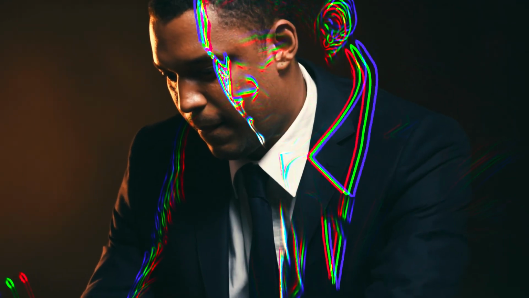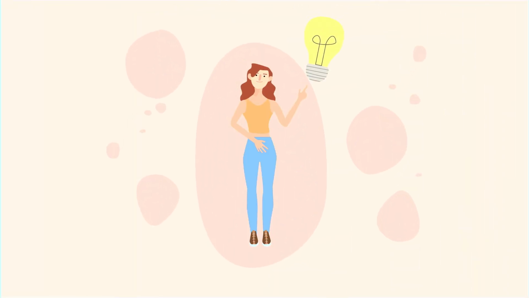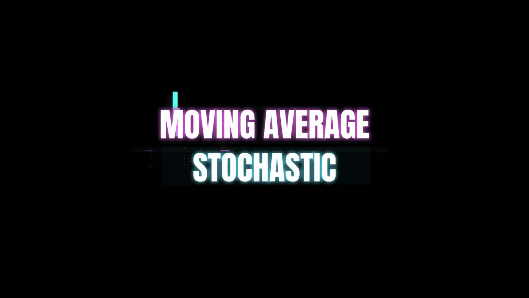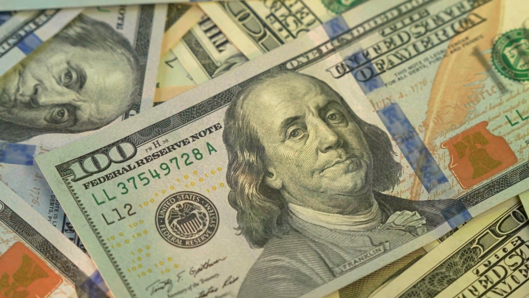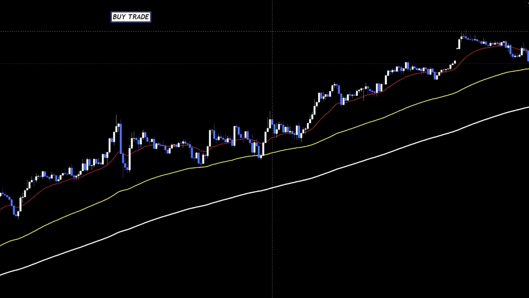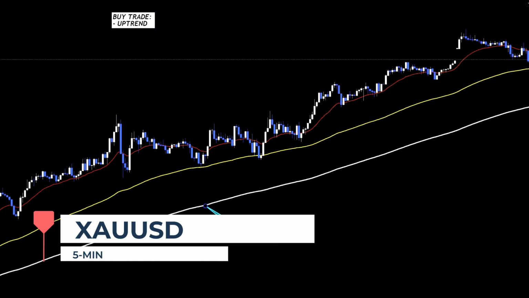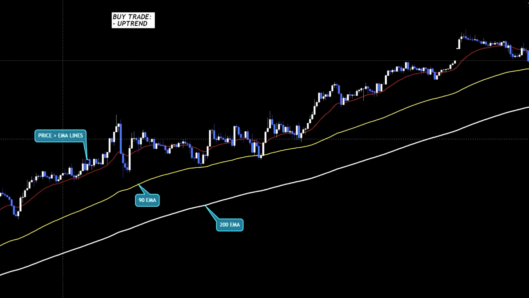So let's pull this strategy together and make it super clear. The trick to making money in trading is going with the market's trend, like riding the wave, not fighting it. So let's break down how to use the moving averages and the stochastic indicator to snag some solid buy trades with this tweak I mentioned. First up, we're looking for an uptrend. On the 5-minute gold chart, if the price candles are chilling above both the 90 EMA and 200 EMA, that's a big clue that the market's heading up. When you spot that, it's time to start thinking about buy trades.